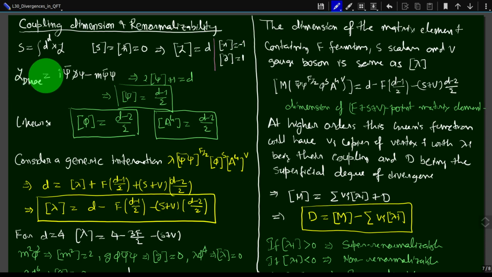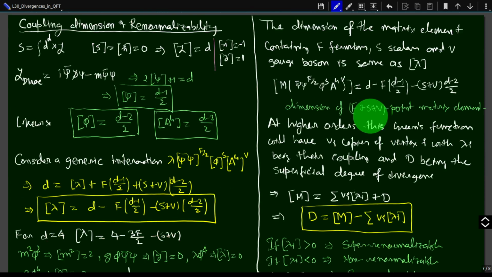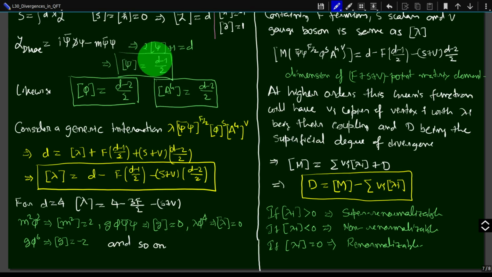For the Dirac theory, if I write it, I get 2 times the dimension of psi plus 1 is d. That means the dimension of psi is (d-1)/2. This is what we have been using in the previous slide also, here used for d dimensions. For the fermion and boson that we computed earlier, we got 3/2 for the fermion in d equal to 4, which is exactly from this formula. Likewise, for the scalar and the gauge boson, the corresponding dimension is (d-2)/2. For d equal to 4, the dimension turns out to be 1.